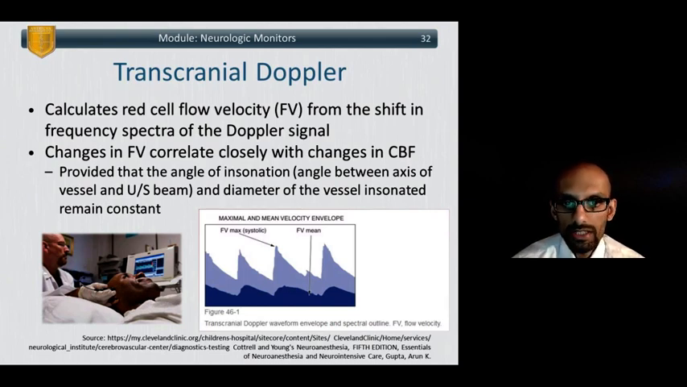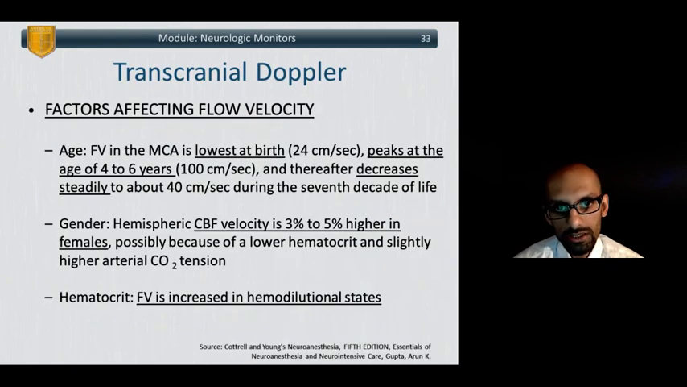Changes in flow velocity correlate closely with changes in cerebral blood flow, provided that the angle of insonation, so basically the angle between the axis of the vessel and the ultrasound beam, and the diameter of the vessel insonated remain constant. One of the take-home messages here is that this is a very operator-dependent monitor. You have to do it exactly the same way every single time, otherwise you may be misinterpreting your results, and that can lead to erroneous treatment strategies.